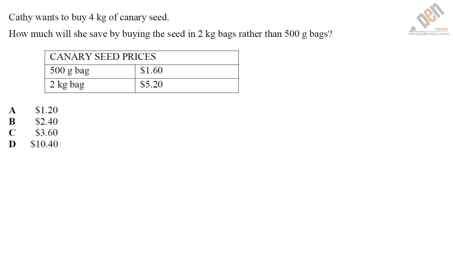So, since Kathy wants to buy 4 kilos, let's see how much it would cost to buy it with each of the bags. Okay, so if she used 500 gram bags and she wanted to buy 4 kilograms, we need to do 4 kilograms divided by 500 grams to find out how many bags she needs. And dividing that will give you the answer, 8. So, Kathy needs 8 500 gram bags if that's how she's going to go about buying the canary seed.